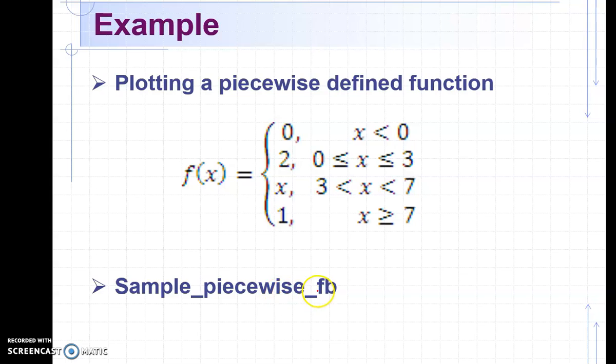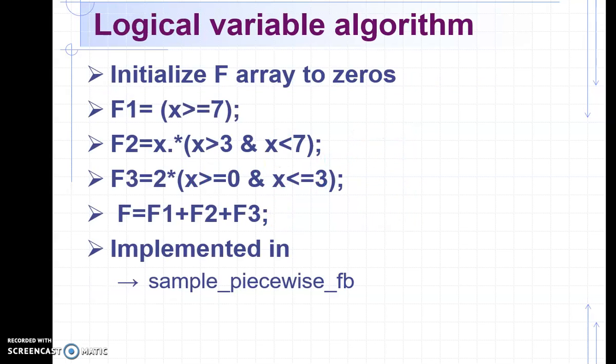That code should be up there for you to download. It's called Sample Piecewise FB. And I have it here. So if we look back at the example that we were doing, if x is bigger than 7, then it's a 1. If x is between 3 and 7, then it's x. If x is bigger than 0 and less than 3, then it's a 2. So remember what happens is, if it's true, then it'll be a 1.